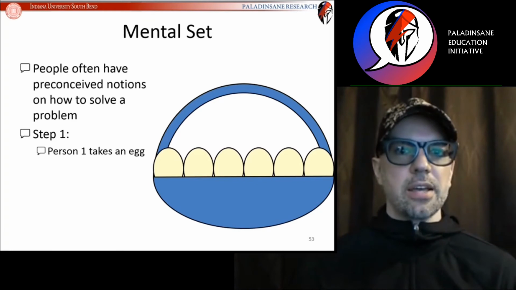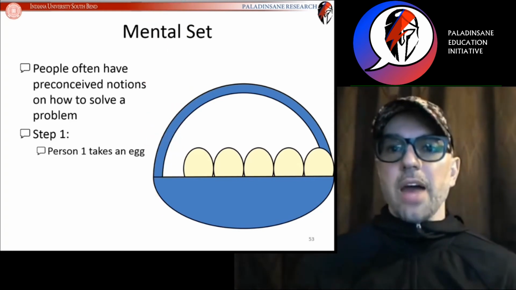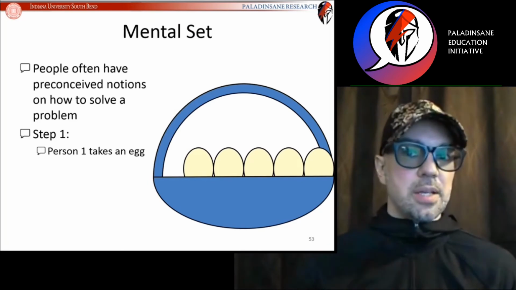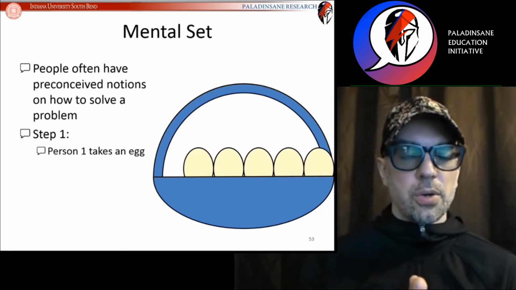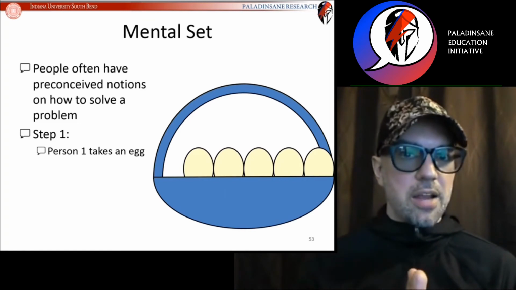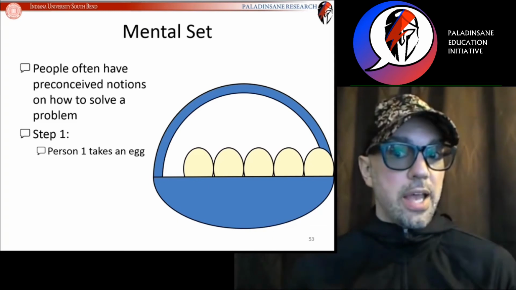Person 1 takes an egg. There they go. Take the egg. So now we only have 5 eggs in the basket. Notice that this has been successful. It has gotten us closer to our solution. Taking an egg out of the basket has gotten us closer to a solution. So we're going to try it again.